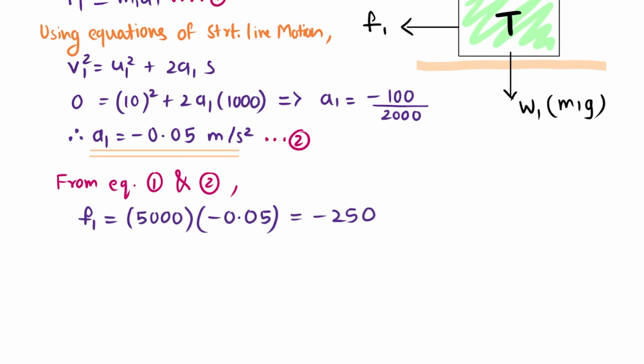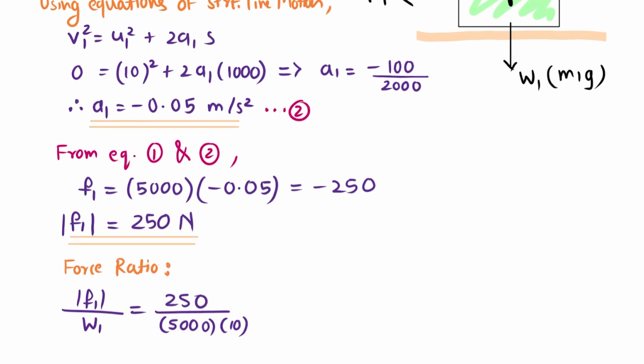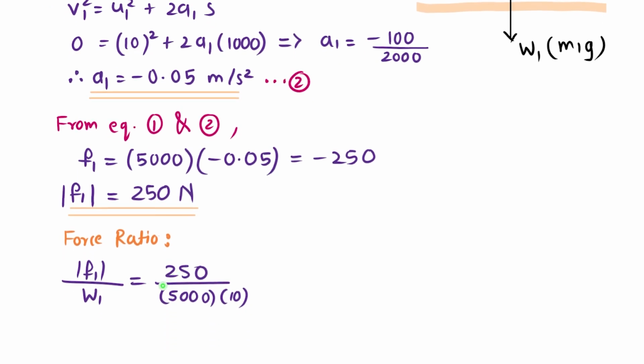So let's do that. If we substitute, I can say from equation 1 and 2, frictional force on truck is mass of truck into acceleration of truck, which comes out to be minus 250. Now, as I said, end goal is not to find this. End goal is to find a ratio. So at this point, मैं सिर्फ इसके magnitude में interested हूँ. So if I were to calculate the magnitude of our frictional force, it would be just 250 newtons. Now let us quickly substitute this into the formula for ratio. So the ratio is frictional force upon the weight of the truck.